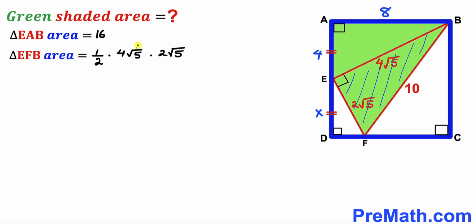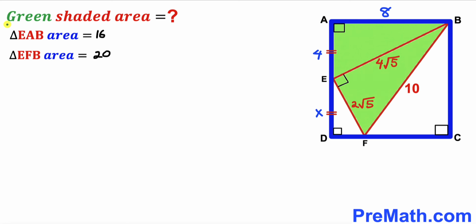And here we can see square root of 5 times square root of 5 is going to give us simply 5. And this 2 and 1 divided by 2 cancel each other out. So therefore we end up with simply 4 times 5, and that is going to be equal to 20 square units. And here's our final step.